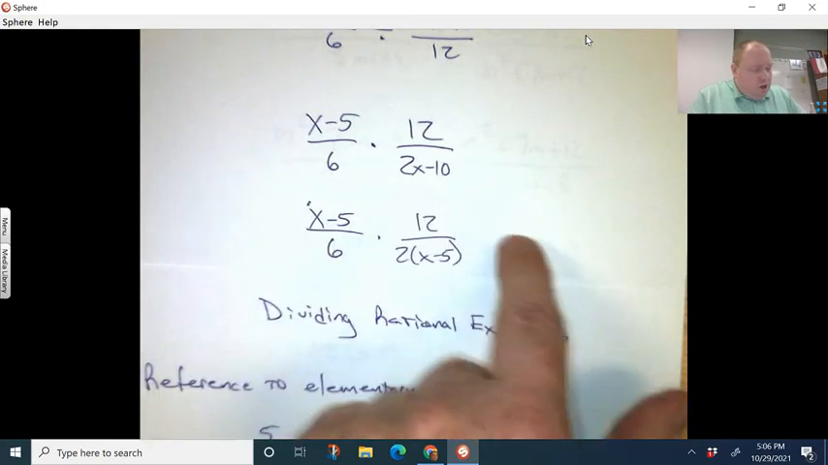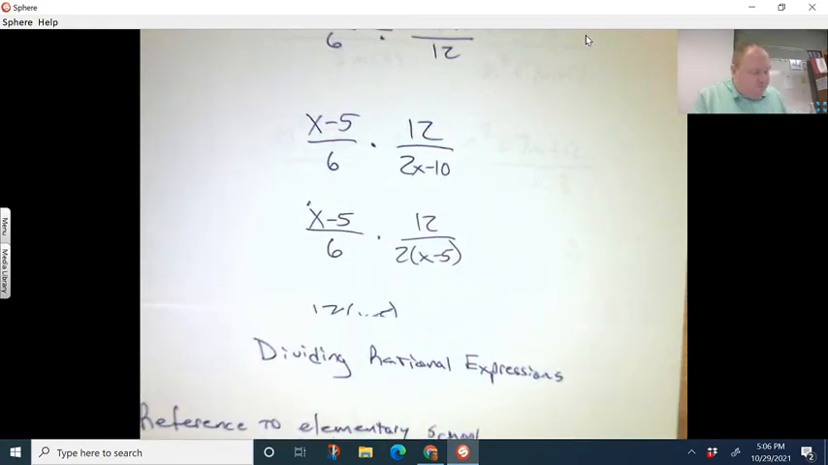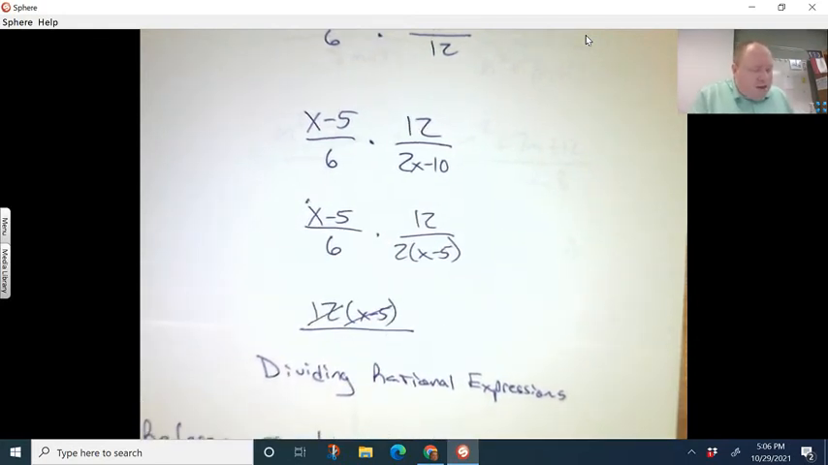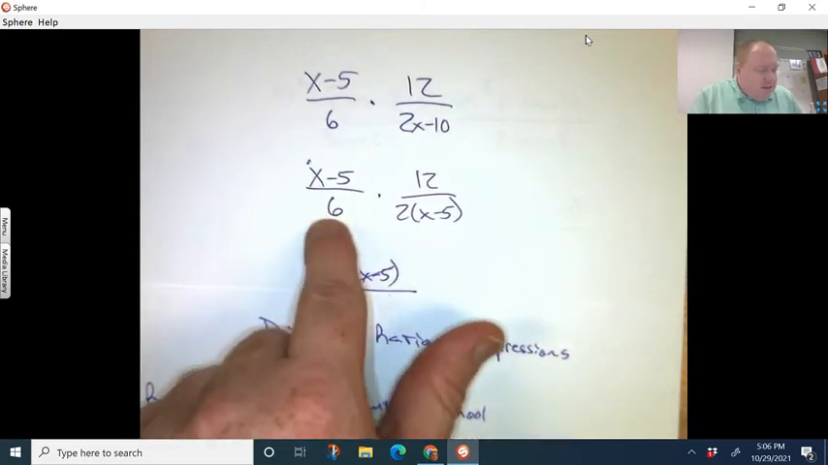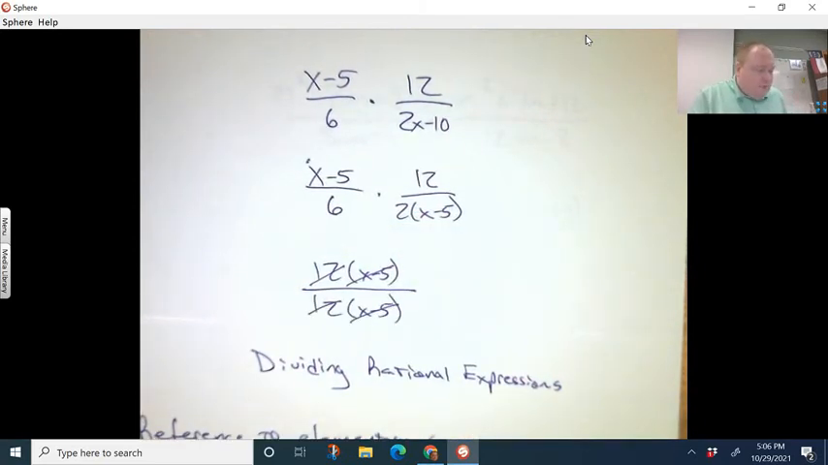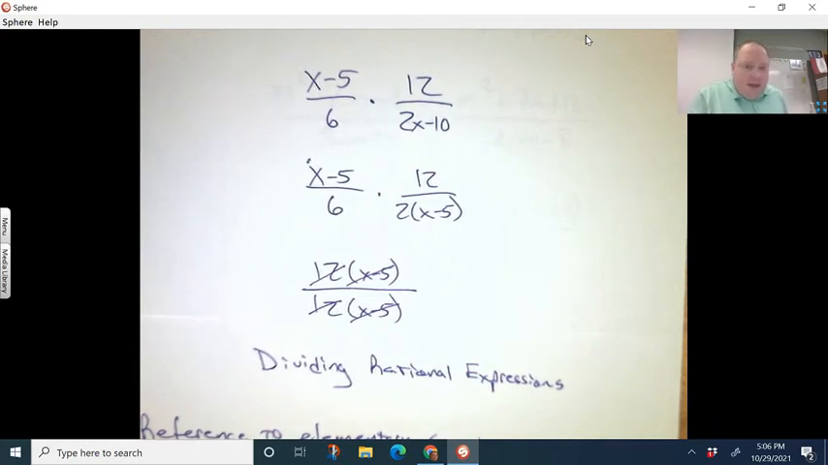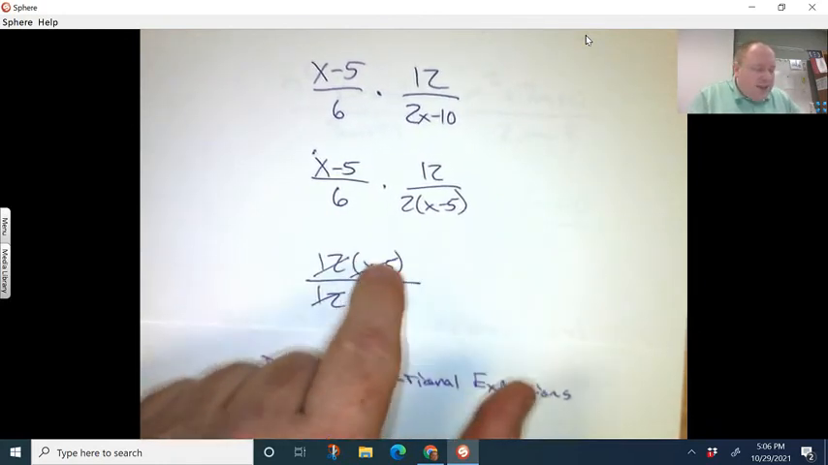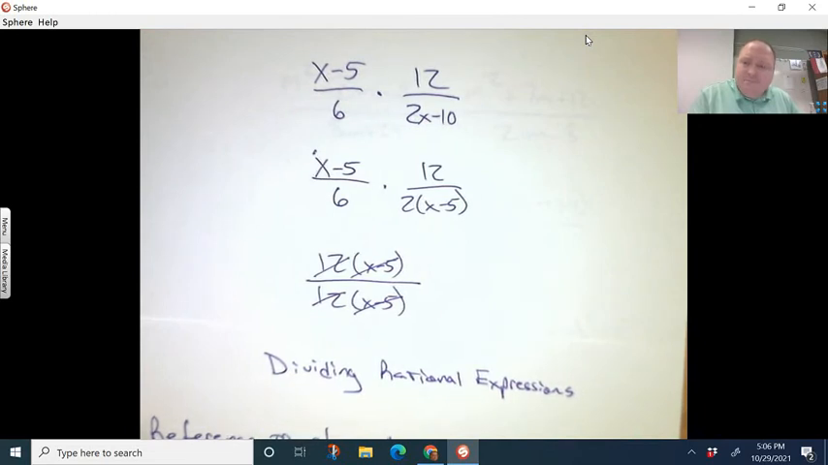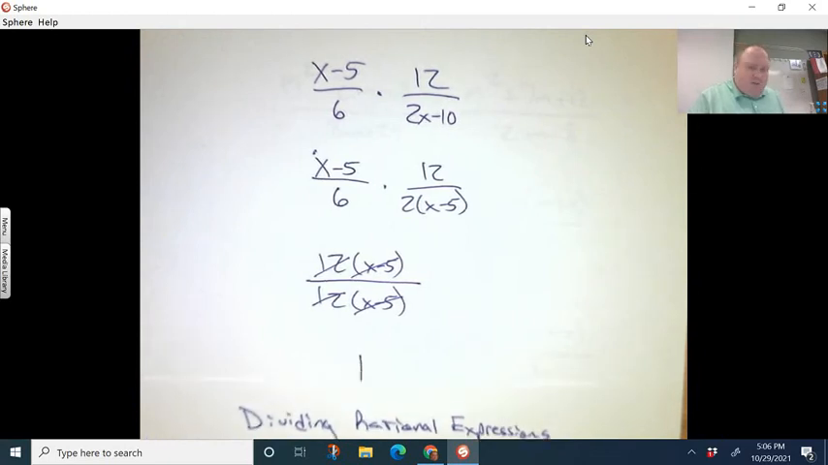So I'm going to multiply straight across. They gave me a 12 times x minus 5 on the top. 6 times 2 gives me a 12 times x minus 5 on the bottom. And darn it if the 12s don't cancel and the x minus 5s. So that whole original expression is equal to 1. Okay, everything canceled, so I have to have something, and it's not 0. So it's just 1.